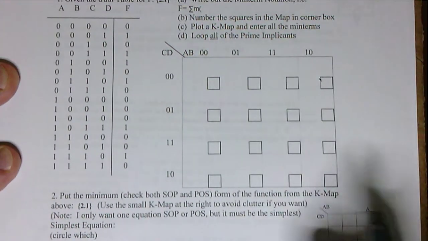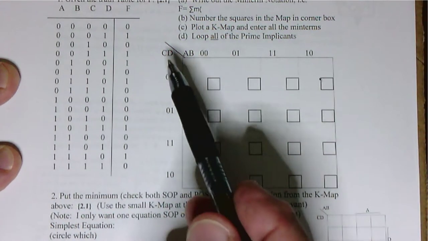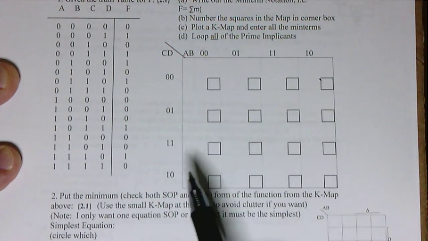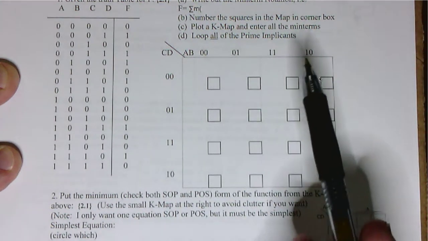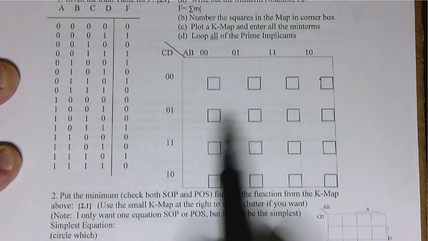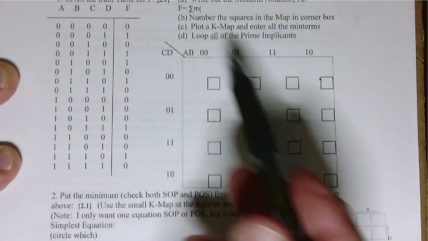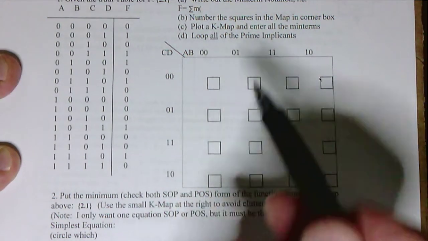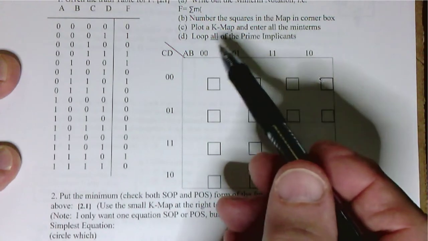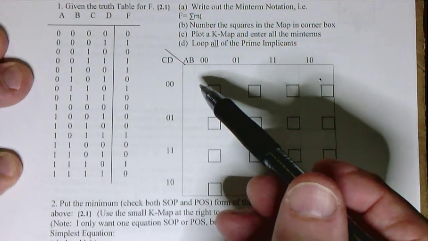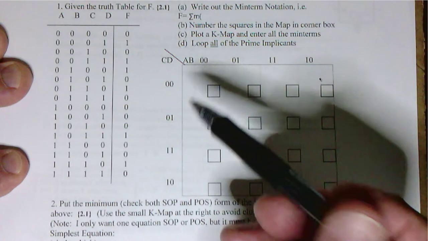So the first thing is you have to remember that when you have a four-variable map, you have to flip the bottom two rows and the rightmost two columns. All right. So the first step is, write out the min term notation. It might be the max term notation. So don't get stuck on min term or max term.